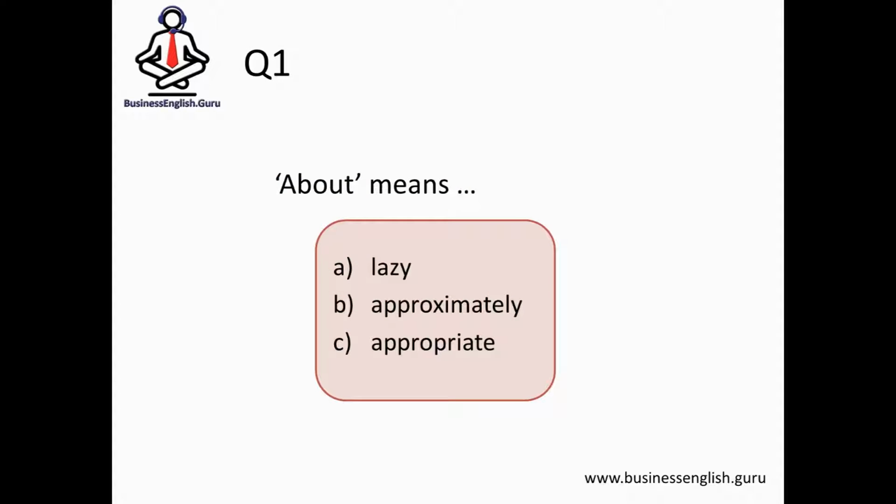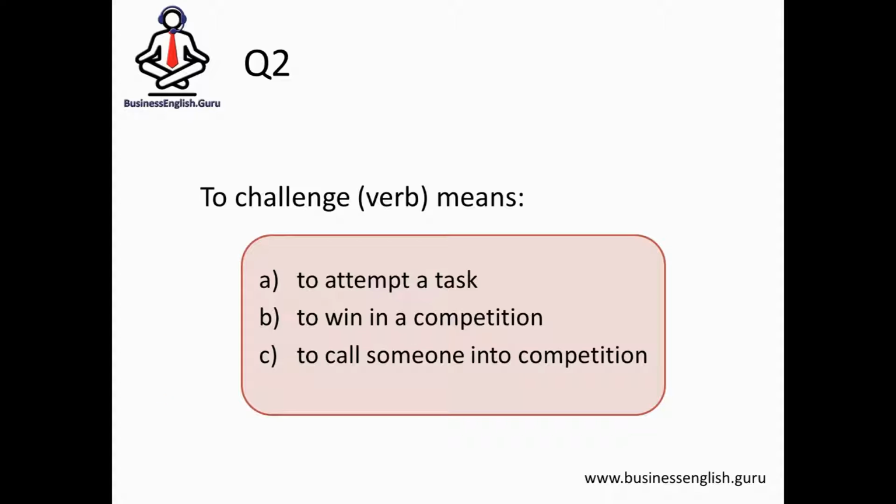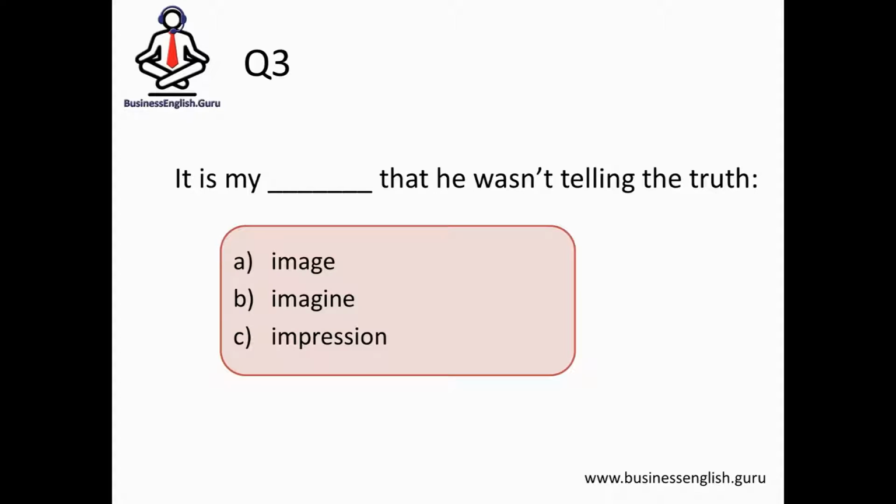Question 1. About means lazy, approximately, or appropriate. To challenge as a verb means to attempt a task, to win in a competition, to call someone into competition. Question 3. It is my something that he wasn't telling the truth. It is my imagine, my image, or my impression.